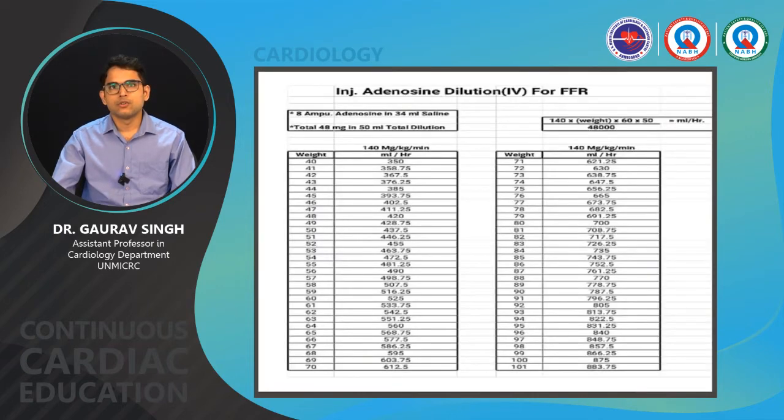And this is the flow chart showing how you prepare the infusion dose when you want to give adenosine by infusion. Basically take 8 ampules of adenosine in 34 ml saline. Then according to body weight we run the infusion, like for 48 kg it will be 350 ml per hour.